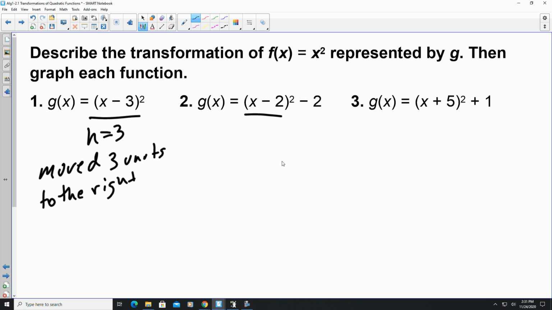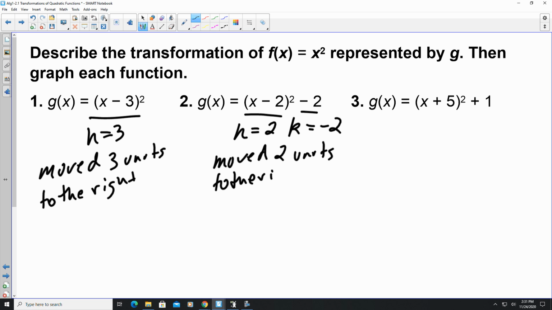Here we have x minus 2, and then we have the minus 2 on the outside. That means that h is 2, but k is negative 2. So there are two parts of this transformation for number 2. That means you moved the graph 2 units to the right and 2 units down.